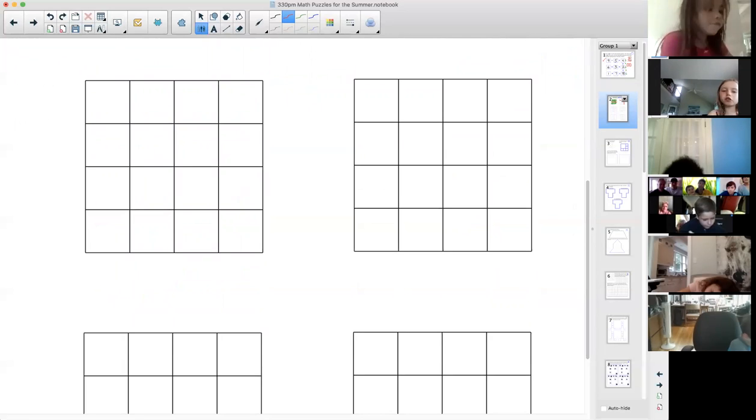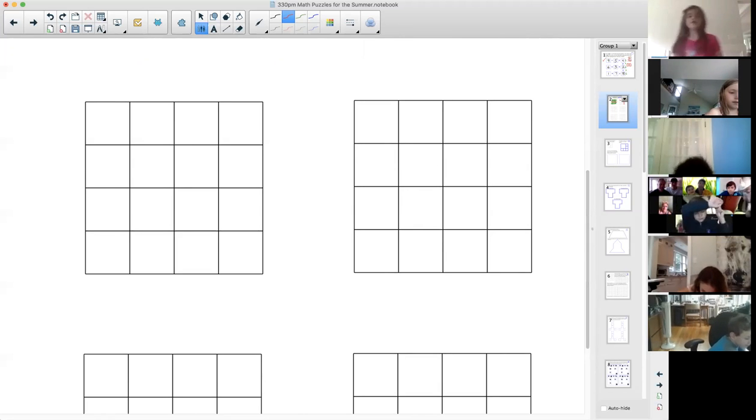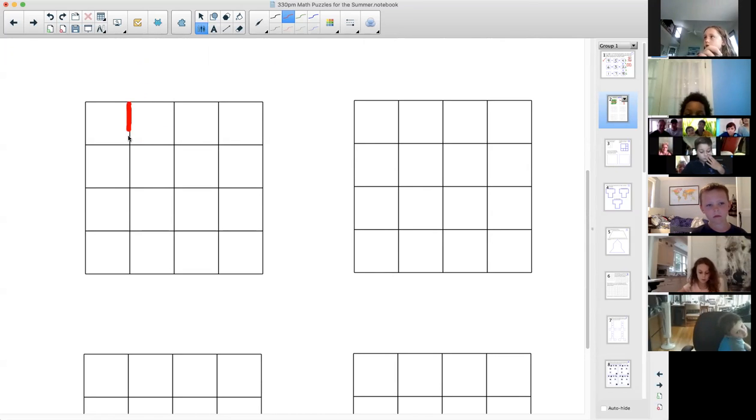You can go diagonal. Oh, you're not allowed to go diagonally, but that's a good idea. Beautiful, beautiful. Victoria, what do you have? I thought it might have worked. It was like a plus sign. Ooh. Right down the middle. Down the middle.